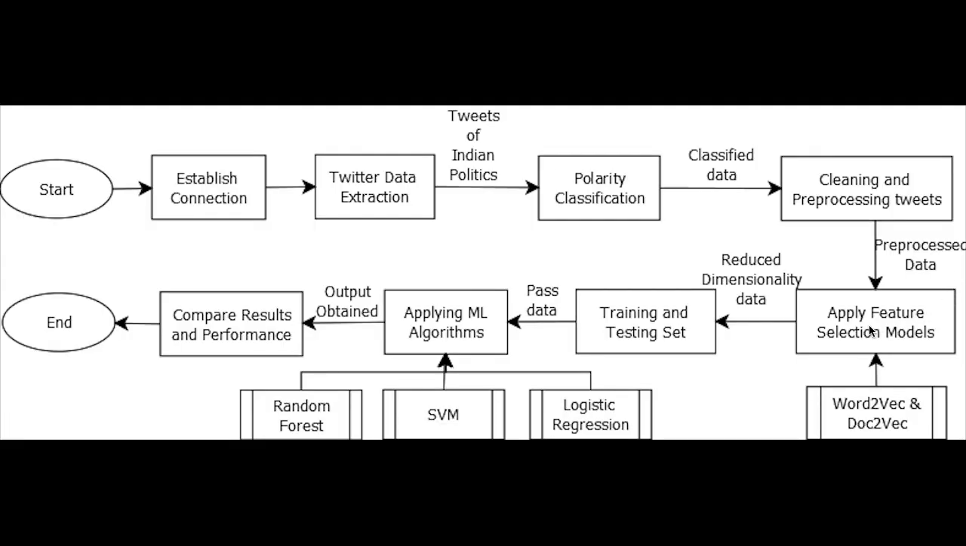Further, we apply the feature selection models, which are Word2vec and Doc2vec. Taking the reduced dimensionality data, we then perform training and testing. After the training and testing, we apply machine learning algorithms such as random forest, SVM, and logistic regression. After applying the machine learning algorithms, we compare the results and the performance.